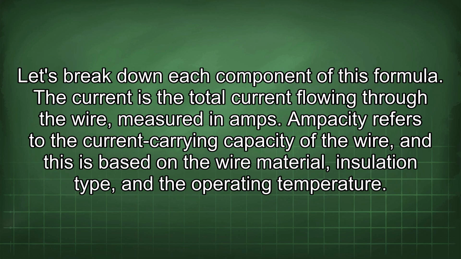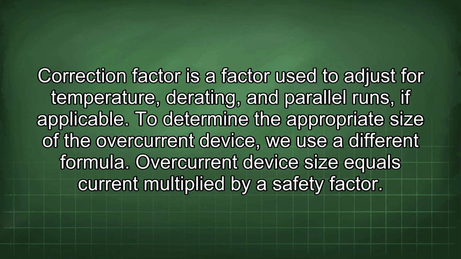The current is the total current flowing through the wire, measured in amps. Ampacity refers to the current carrying capacity of the wire, and this is based on the wire material, insulation type, and the operating temperature. Correction factor is a factor used to adjust for temperature, derating, and parallel runs, if applicable.